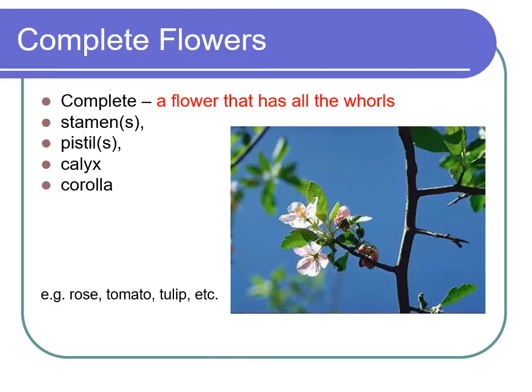So let's talk about the different types of flowers as they relate to whether all their structures are present. So we'll start with the term complete flowers. A complete flower has all the whorls present. That means it has stamen, pistils, calyx, and corolla. It's a complete flower. Everything is there. That's an easy one to remember because it's complete, right? You know, roses, tomatoes, tulips, anything in the Rosaceae family.